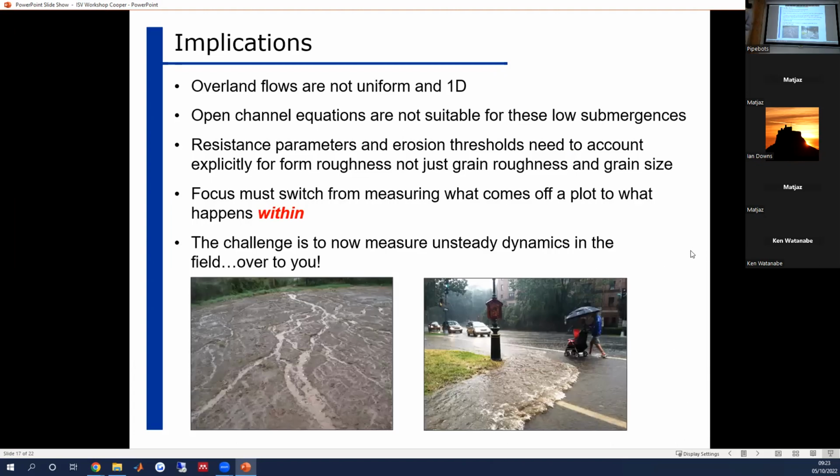And really the challenge for you guys is we've got to start to not look at just what's coming off the plot, but what's happening within the plot, what's happening within the field, what's happening within the catchment, thinking about how we can go about measuring the unsteady nature of these flows as they develop through time, whether it be in your field in order to understand soil erosion and pollutant dynamics, or whether it be to understand things like highway runoff and the contribution of these overland flow events to pollution in urban areas.